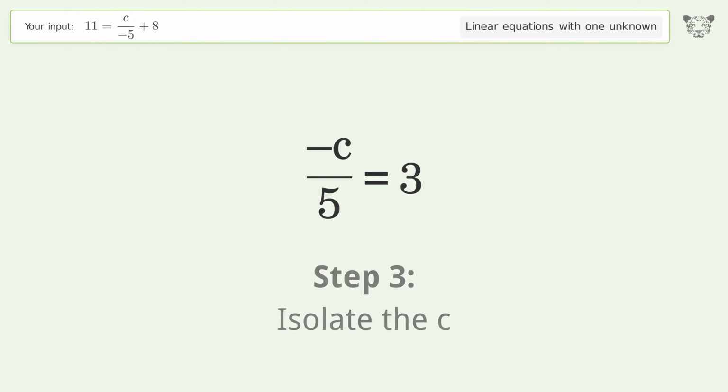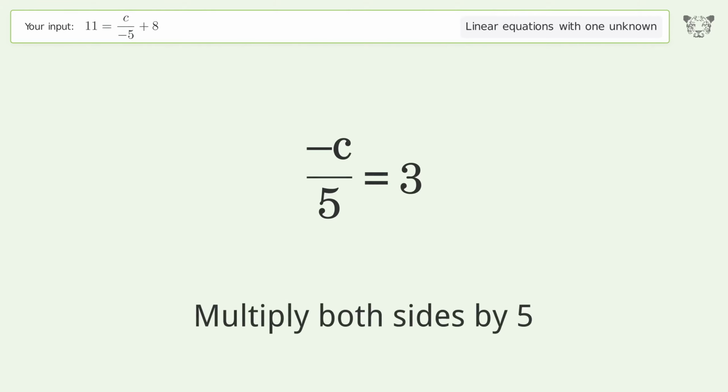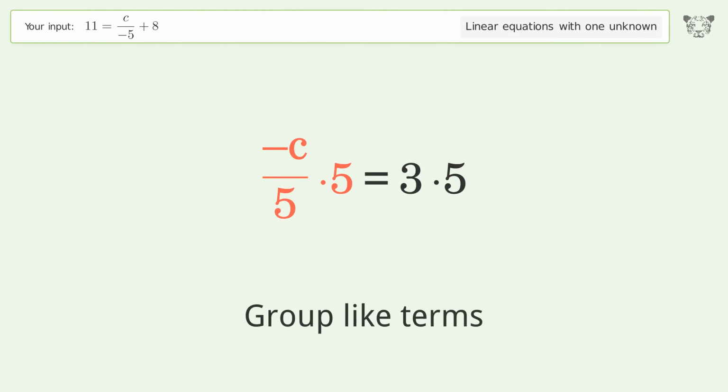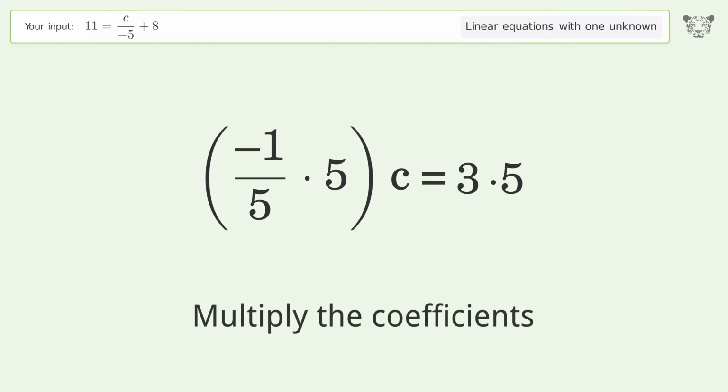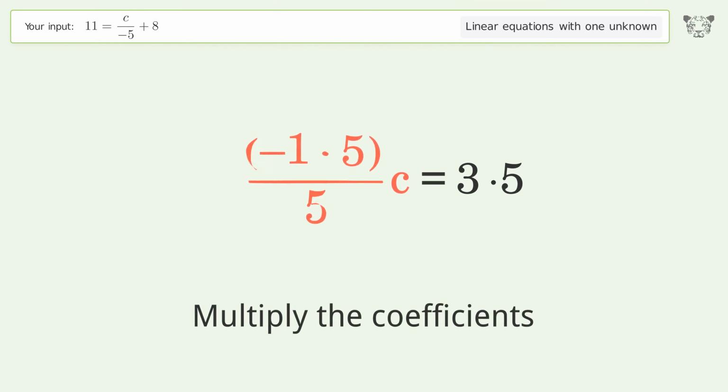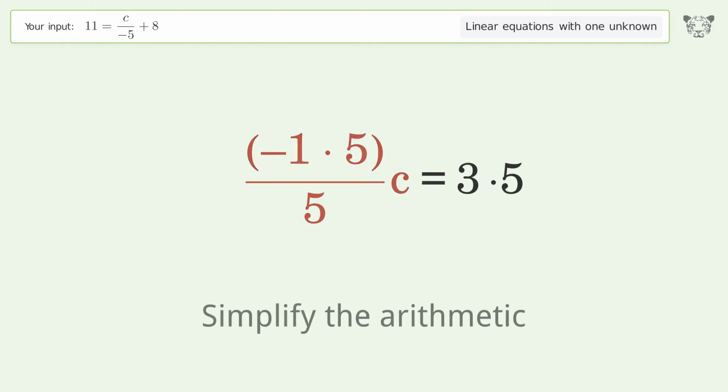Isolate the c. Multiply both sides by 5. Group like terms. Multiply the coefficients. Simplify the arithmetic.